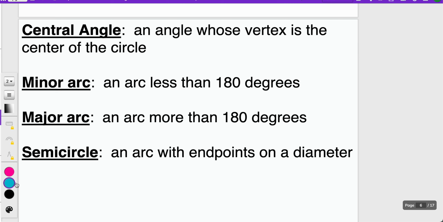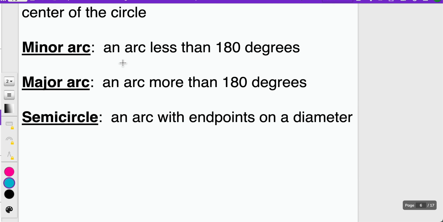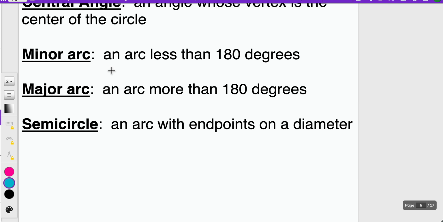We have a central angle, which is an angle whose vertex is the center of the circle. That's easier to understand, but we also want to add a few things here. A minor arc is an arc that is less than 180 degrees, and typically you write this with a 2-letter name. A major arc is an arc more than 180 degrees, and you're going to use 3 letters to name this one.